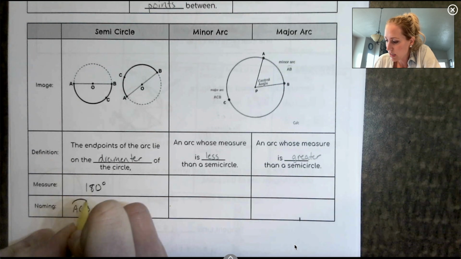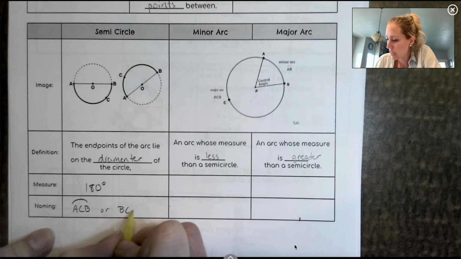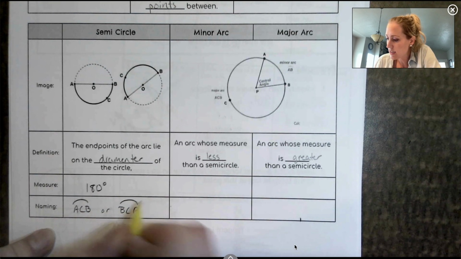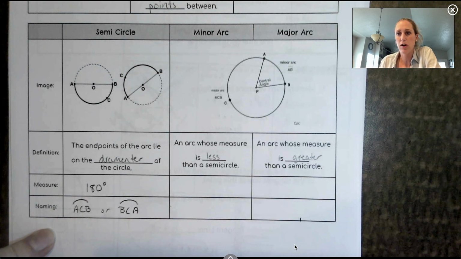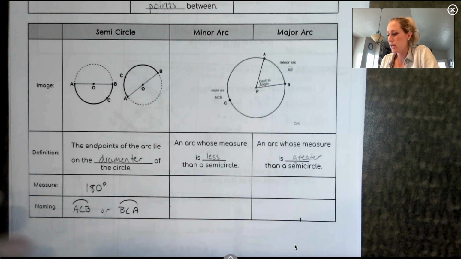And I use this little rainbow arc. Or I could do B, C, A. I do want the endpoints to be the outer letters, okay? Now there are times where I can use 2 letters, and this is when I can do that.